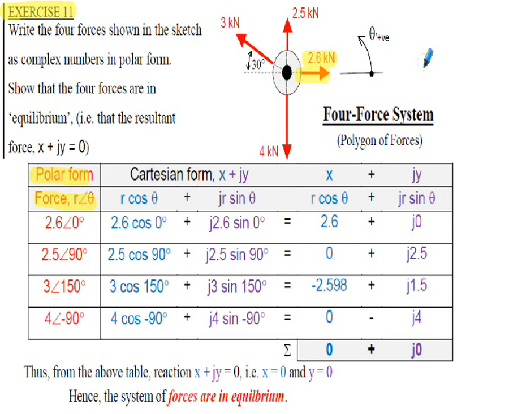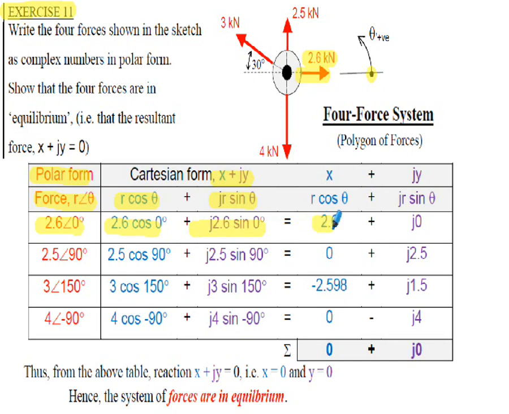Considering each force one at a time, 2.6 kilonewtons is shown here in the horizontal direction. The angle theta there would be 0. Don't forget to measure angle theta positive from the real axis in an anti-clockwise direction. So our first force in polar form is 2.6 argument 0. When we write that in Cartesian form, we write it as x plus jy, that's r cos theta plus jr sin theta. So in this case that will be 2.6 cos 0 degrees plus j 2.6 sin 0 degrees.